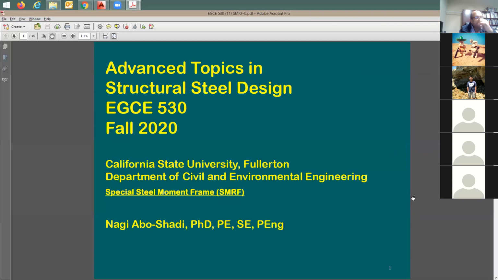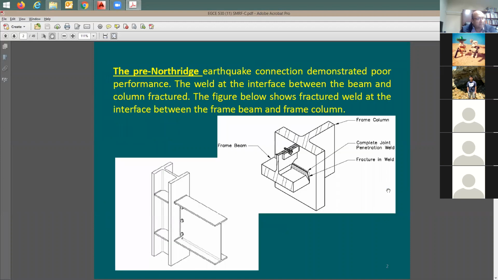Yeah, we start here with the special moment frame. Now we need to understand what happened there, the location of the plastic hinge, and how we can do our design. I guess we have discussed this before in the pre-Northridge moment frame connections. What happened during and after the earthquake? Engineers go out to inspect and observe what happened to some damaged buildings, and this is what they found.